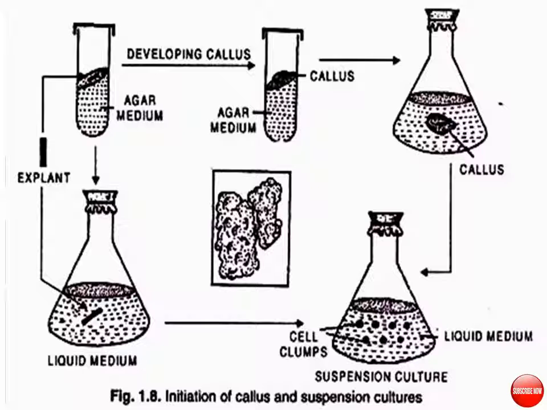And after transferring into the suspension medium, after a certain period of time, the cell clumps are formed. So these are the small clumps which are formed from the single explant, and then further the subculturing takes place, and then the whole new plant is formed. So this is the basic callus culture, how it takes place, and the suspension culture basically takes place in the liquid medium. Agar medium is the solid medium basically. So this is the difference between the agar medium and the liquid medium.